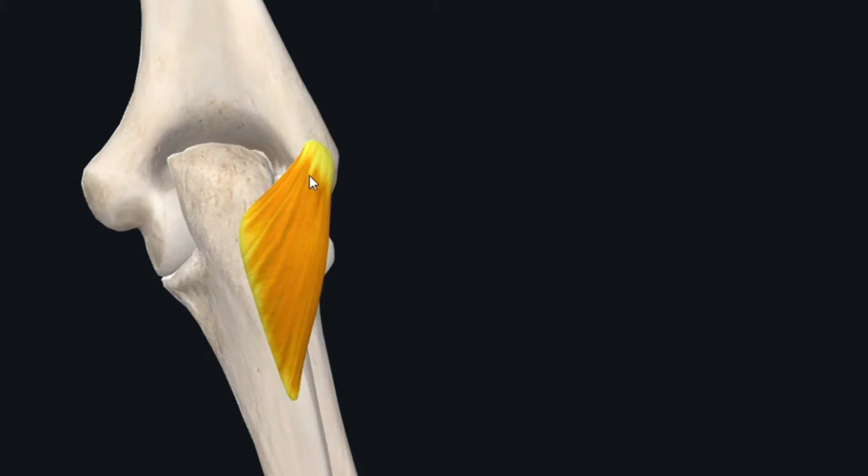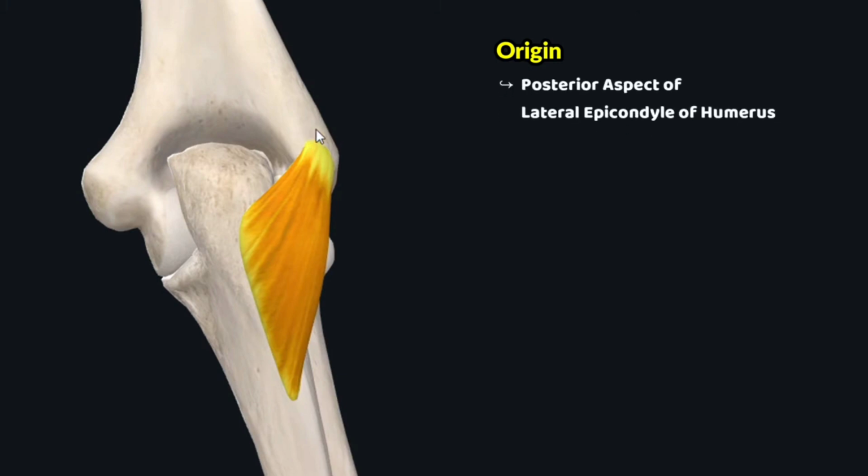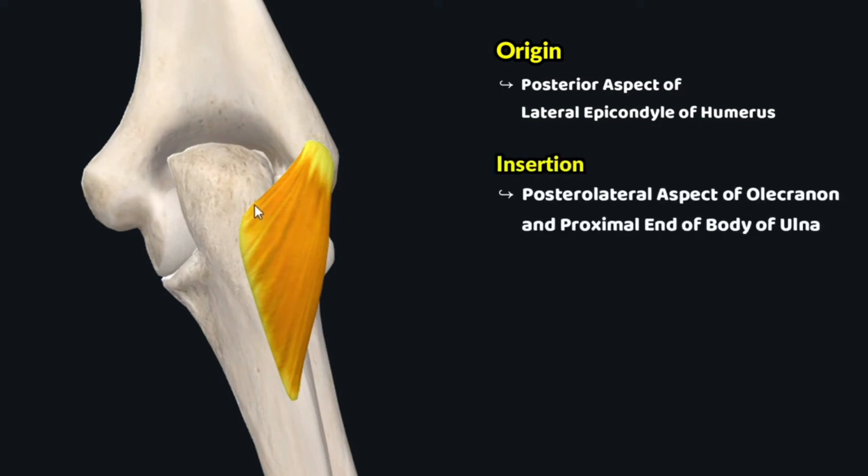Now firstly we study the origin and insertion of this Anconeus muscle. This muscle originates from the posterior aspect of the lateral epicondyle of the humerus, just superior to the attachment site of the common extensor tendon. After originating, the muscle fibers of the Anconeus travel infero-medially and insert at the posterolateral aspect of the olecranon and proximal end of the body of the ulna.